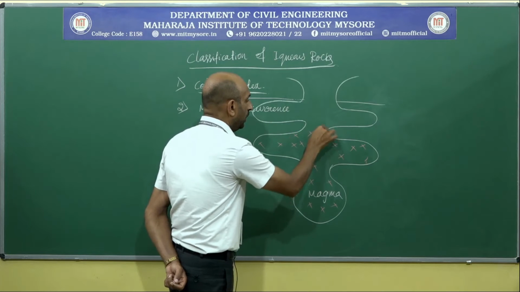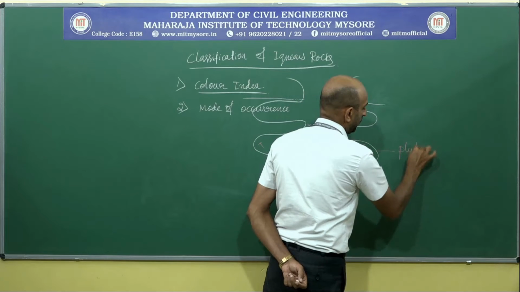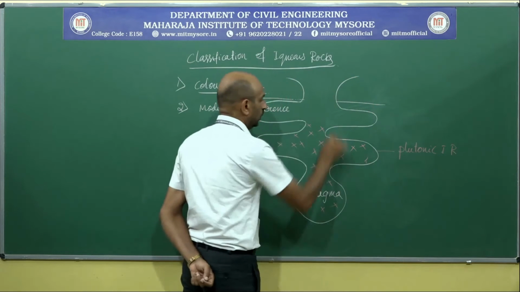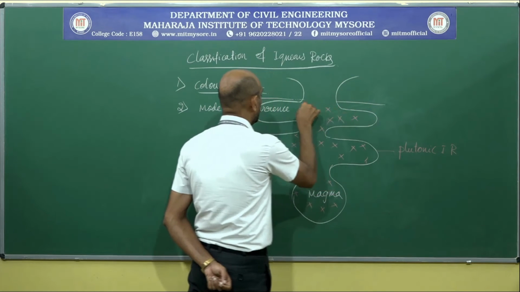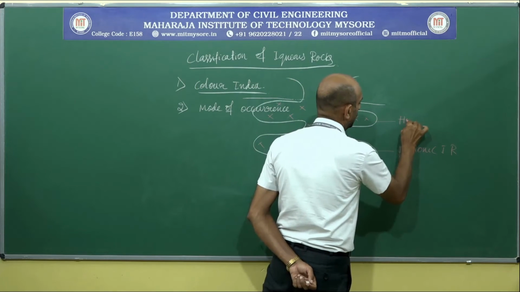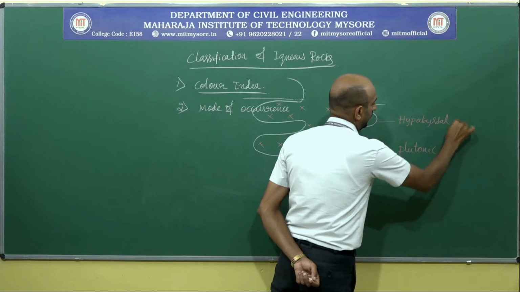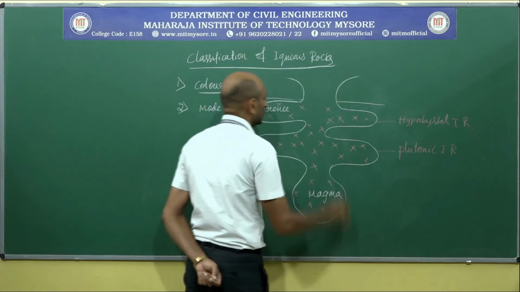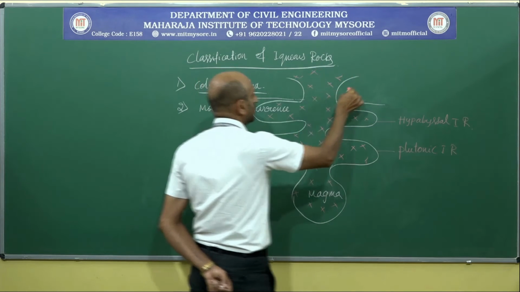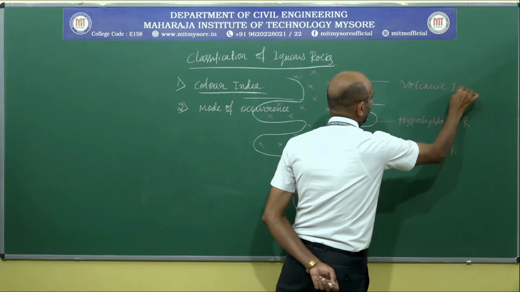When magma cools and solidifies at greater depth, it is called Plutonic igneous rock. When the same magma cools and solidifies at moderate depth, then it is called hypabyssal igneous rocks. When the same magma erupts onto the surface, then it is called volcanic igneous rocks.